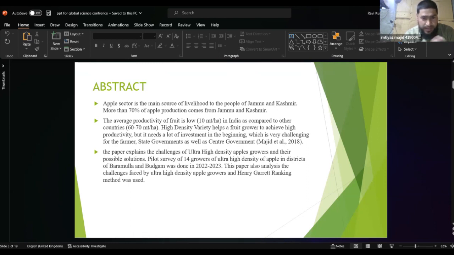The paper explains the challenges of ultra-high-density apple growers and their possible solutions. A pilot survey of 14 growers of ultra-high-density apple in districts Baramulla and Budgam was done in 2022-23. This paper also analyzed the challenges faced by the ultra-high-density apple growers, and the Henry Garrett ranking method was used.